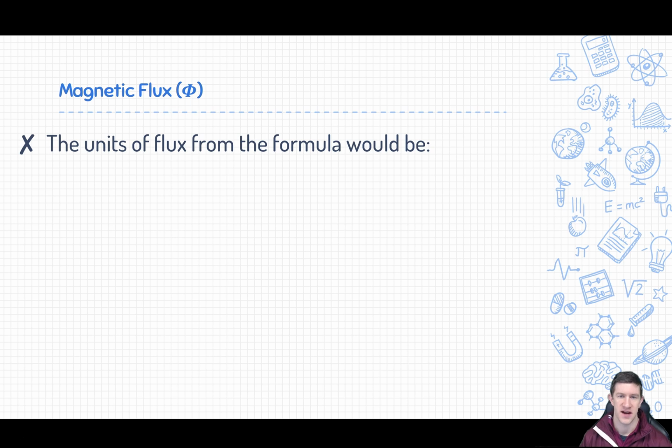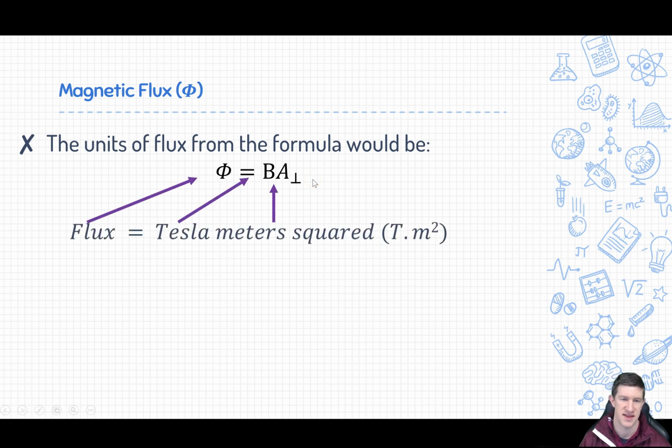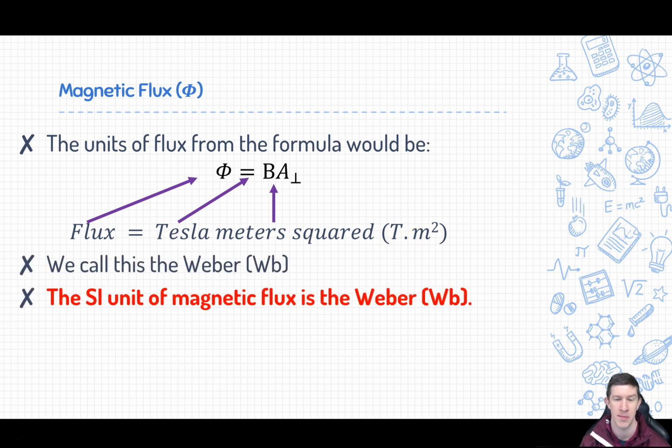The units of flux from the formula above would be a combination of the units we've got. Magnetic field strength times area: magnetic field strength is Tesla and area is meters squared. So we end up with Tesla meters squared. And we often refer to a Tesla meter squared as the Weber. We use the notation capital W lowercase b, and this is the SI unit. So magnetic flux's unit is the Weber, which is represented as Tesla meters squared.